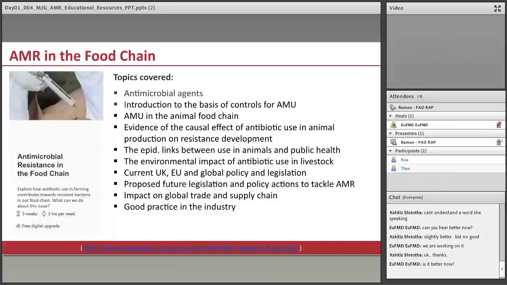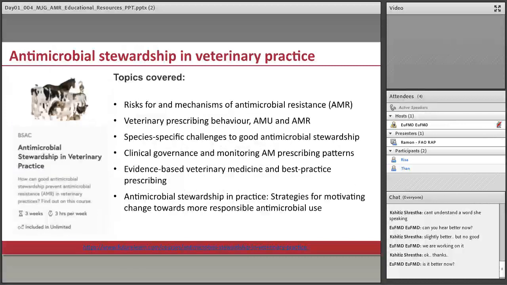It also talks about the causal effect of antibiotic use in animal production and resistance development, and epidemiological links between use in animal and public health, the environmental impact of antibiotic use in livestock, and some of the current policies and legislation outside of Asia. Proposed future legislation and impact on global trade and supply chain, and good practices in the industry. So these are courses that you can take. It's 3 hours per week of your time. Maybe less Facebook, more lectures. This is pretty much the number of hours you spend on Facebook in a day.